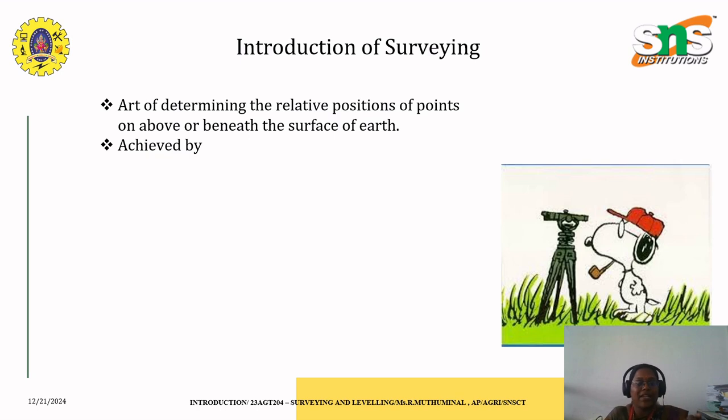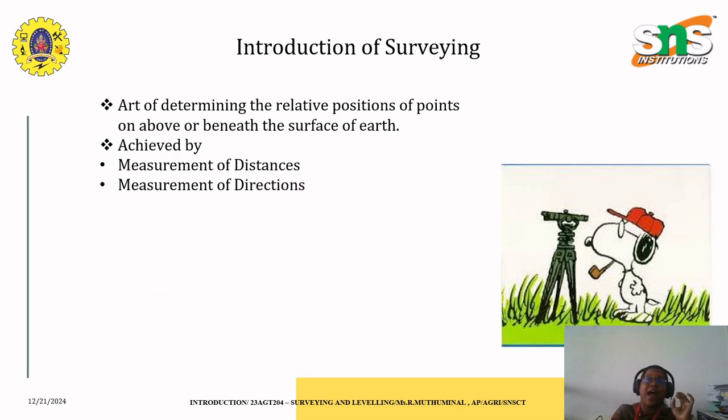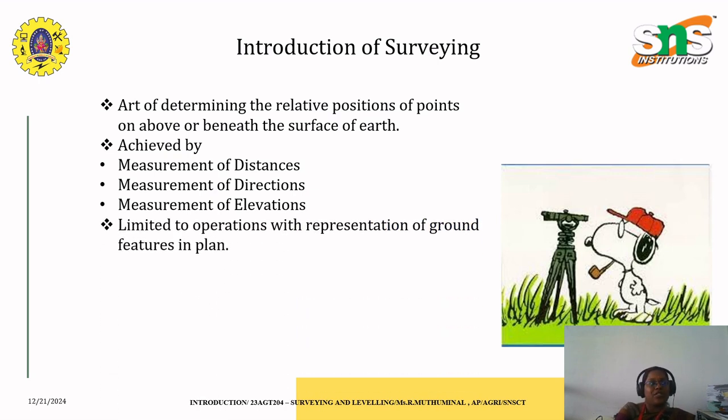So it is achieved by three kinds of measurement. One is measurement of distances, that is how much length is available in one direction, the next is at what direction, that is measurement of direction, and the next is measurement of elevation, because no surface will be plain. The surface will always be undulated. So if we have to level it, we have to know the elevation that is available. So it is mandatory for us to identify the elevations too. This limitation is carried out with the representation of ground features, and how we are going to limit ourselves with the representation of ground features will be covered in the near future.